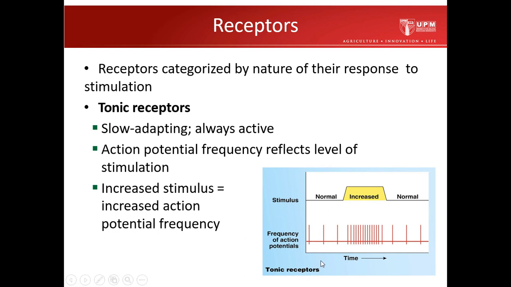So here you can see in this picture, when there is no stimulus, or in the normal background, you can see there is an action potential being produced, because the tonic receptor is always active, so it will keep producing action potentials, but the rate is just stable. But when there is a stimulus here, you can see there is an increase here, a peak here, so the action potential is increasing, and when the stimulus decreases, it goes back to normal and is still active. So that means the tonic receptor is always active.